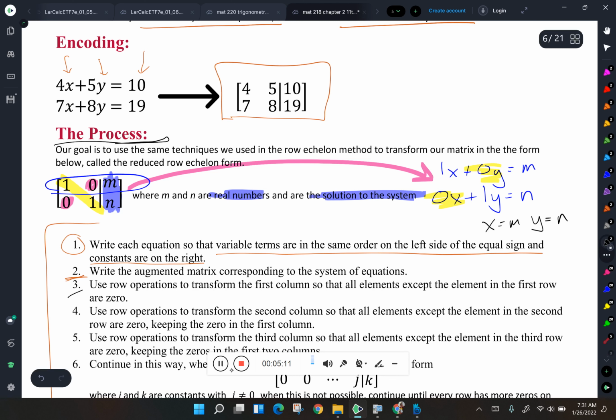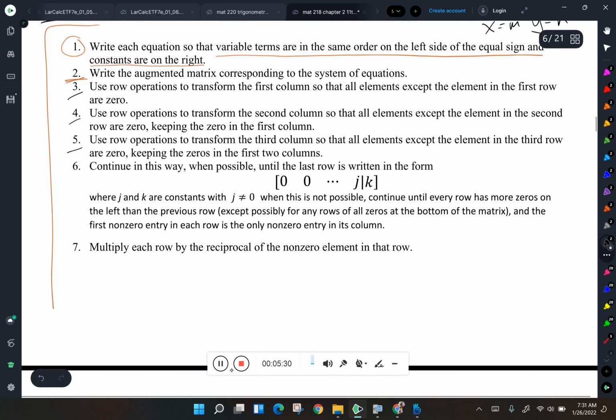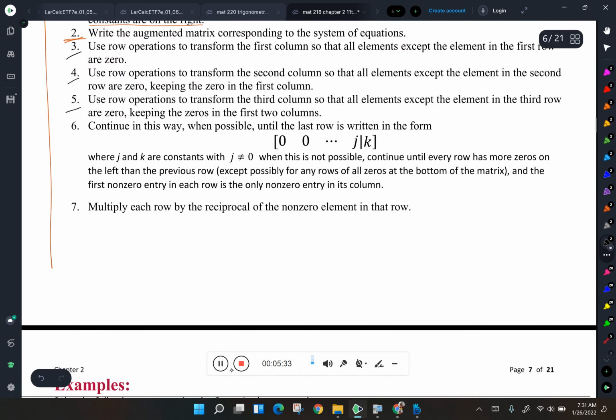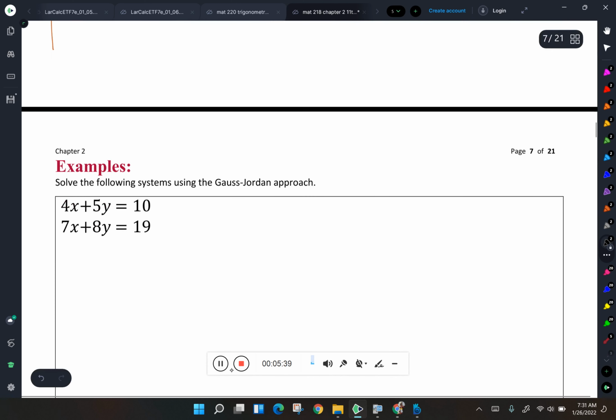Step 3 and step 4 and step 5 and so on and so forth are the row operations that we're going to use to transform our starting matrix to our finished matrix. All right? It'll make much more sense once we do an example. Okay? And then we'll just keep working through that until we get to the final matrix, and then we'll read off our solutions. So let's look at an example and see if we can make more sense of it.